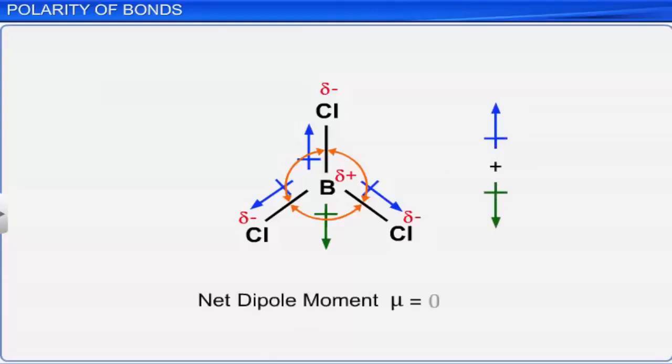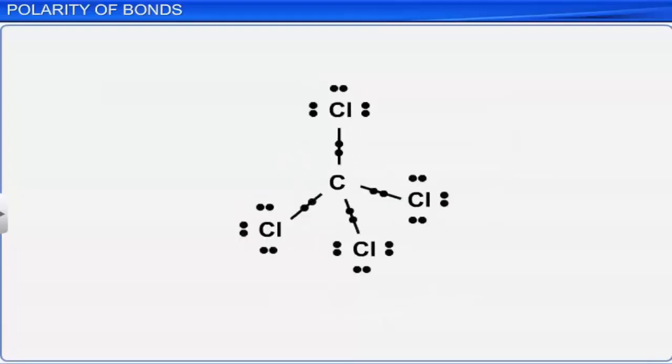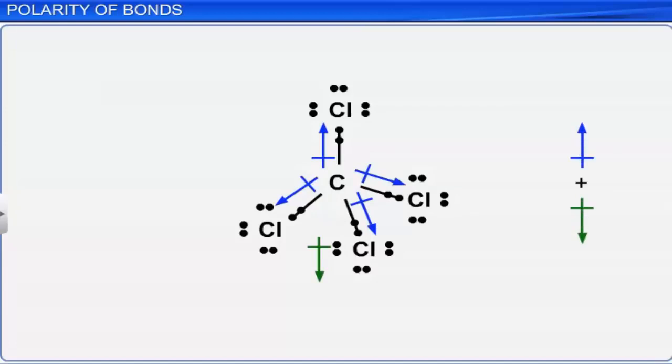Let us take the carbon tetrachloride molecule. As the resultant bond dipoles, as shown here, are equal and in opposite directions, they get cancelled, and the net dipole moment of the molecule is equal to 0.